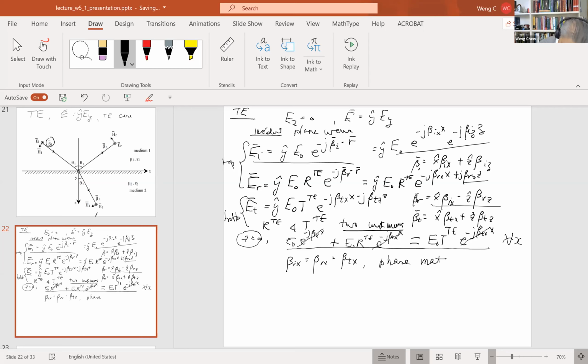By phase matching, I can also cancel out E0 because it is common to both sides. I end up with a simpler equation: 1 plus R_TE is equal to T_TE, okay? But this is only one equation. I need another boundary condition to obtain another equation in order to have two equations and two unknowns and solve for them. What do you think the other boundary condition should be at this interface?